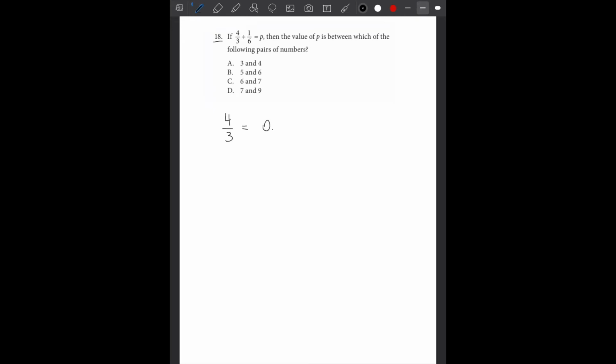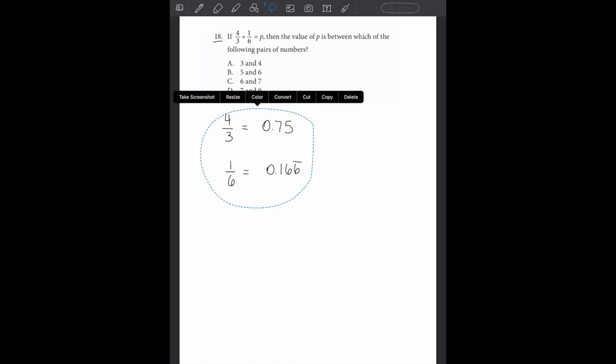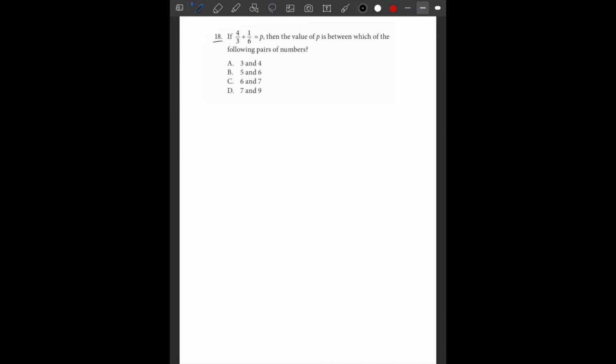You would divide this, solve that out. It's 0.75. You would divide this, solve that out. It'd be this. Once you get this, you would basically divide those two using long division and continue with that. You would get your answer. That is way too long.